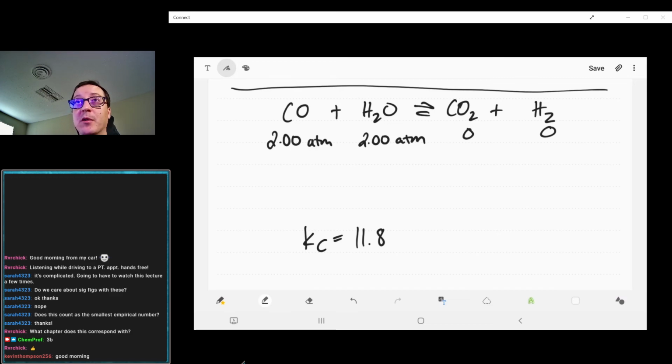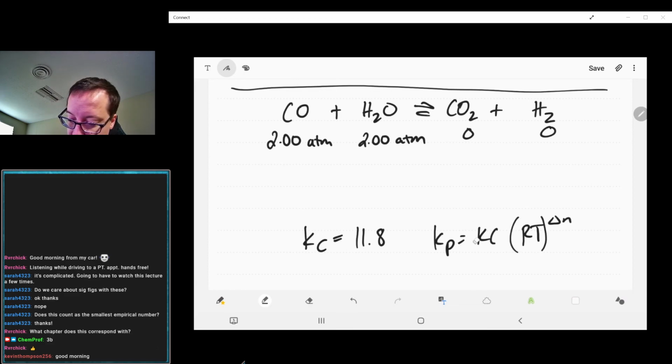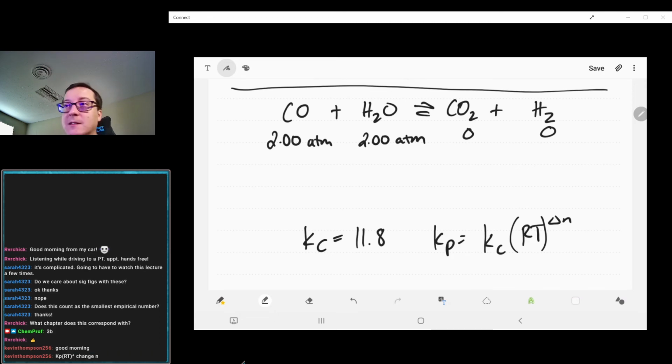So remember, we can convert Kc into Kp. Hopefully we remember how to do that. Remembering that we have to multiply it by... Who remembers? So remember, we would take our Kc and multiply it by RT to the delta N power. I guess I should put the parentheses around that one instead.